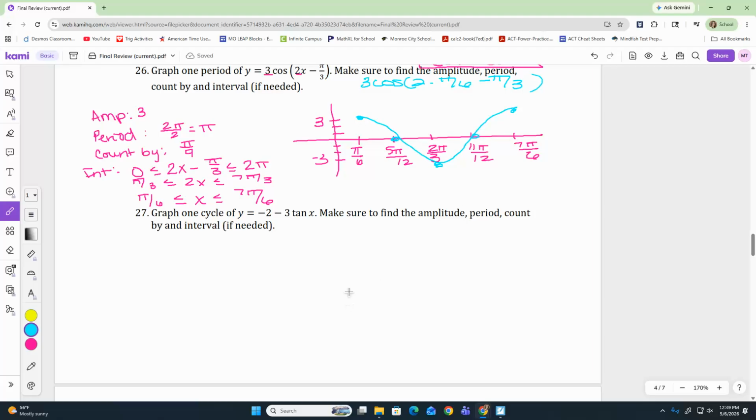And so our graph looks something like this. And remember, sine and cosine, they're waves. They keep going forever. So this isn't the end. We are just graphing one period. So that's why I'm able to stop there. Okay.